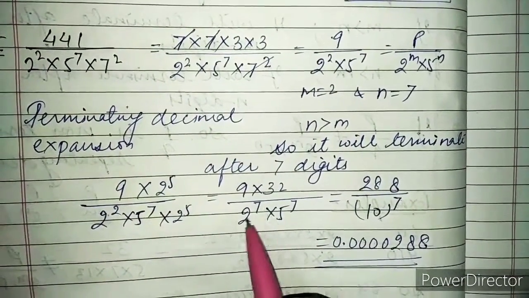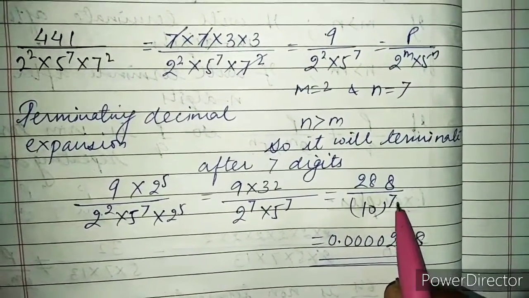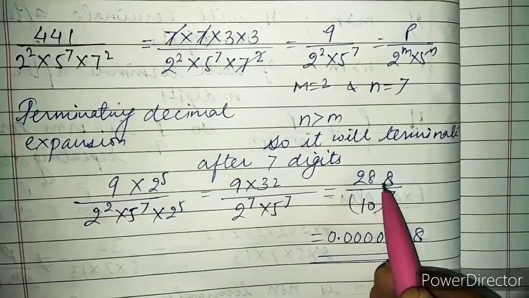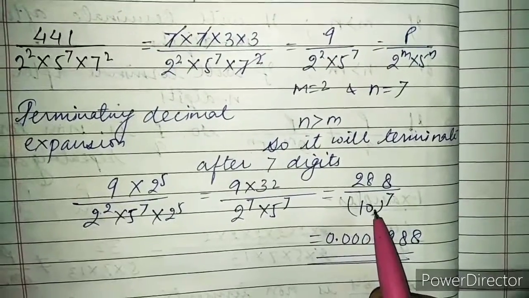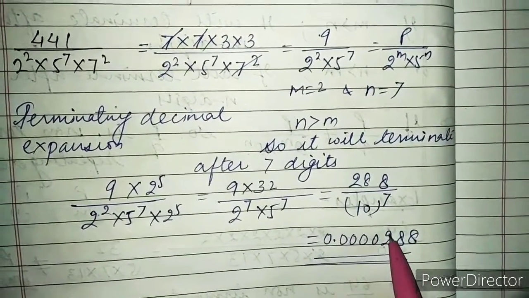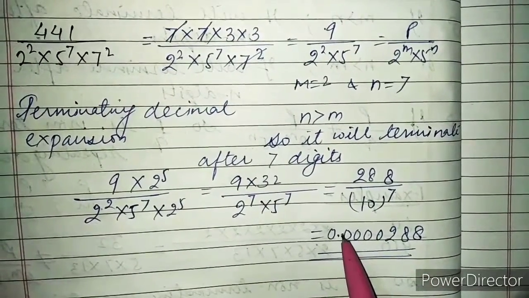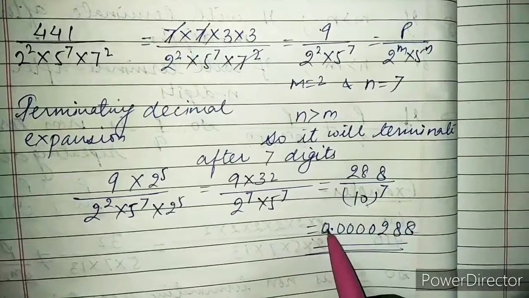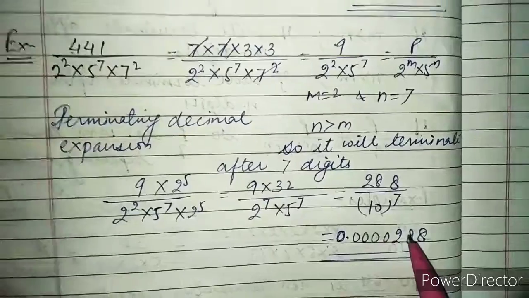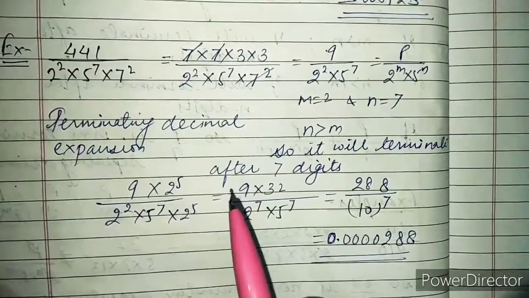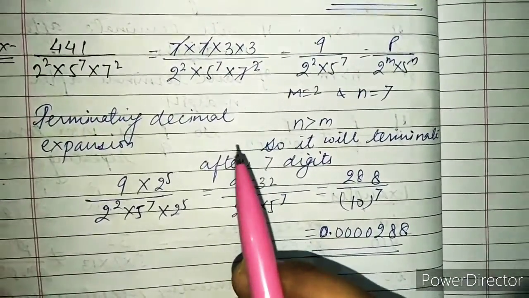Here denominators are different but power is same, multiply the bases, it will become 10 to the power 7. So after 7 digits the decimal will terminate. So it will become 288 and 7 places, so 1 2 3 4 5 6 7, 7 decimal places, the decimal will terminate. Now this will become 0.0000288. So in this way we perform the questions, and this type of question comes many times in board examinations.